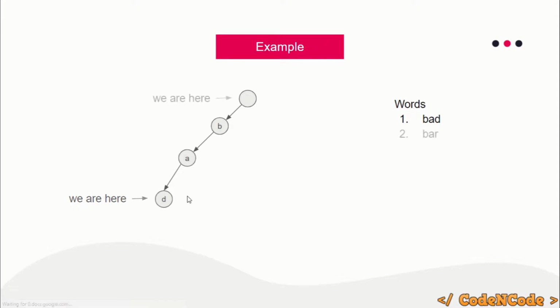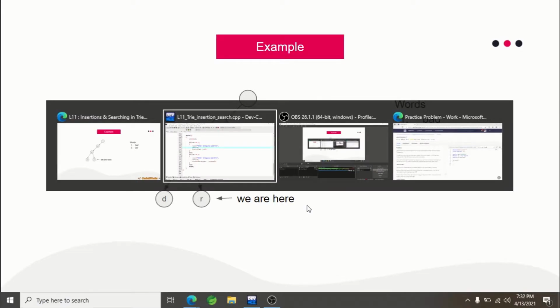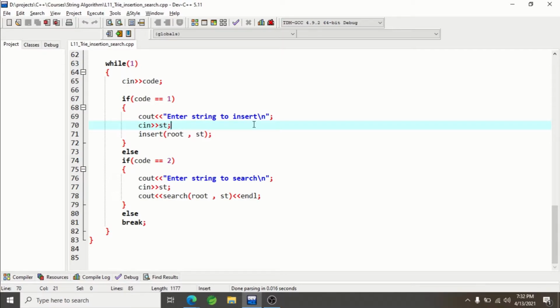Now suppose I wanted to insert bar, so I would again start from root. I would see whether b exists or not. Yes, it does exist, so I don't have to create a new node. I would move on there, and then I would see a already exists, so no new node is created. From this node we see whether r exists as a child of a or not. The answer is no, so we would create a new node r and insert that, and we are finally here. So this is how insertion works. Let me show you how this will be implemented in C++.